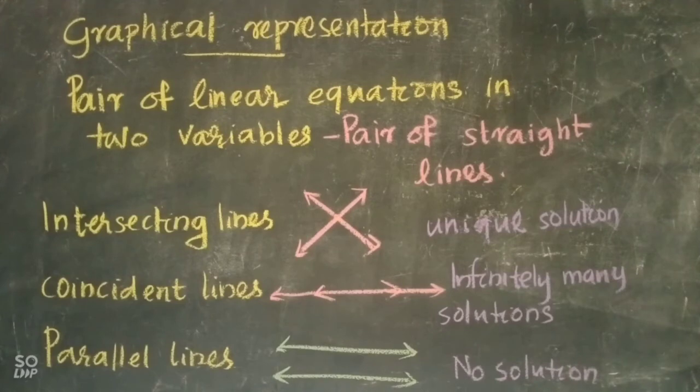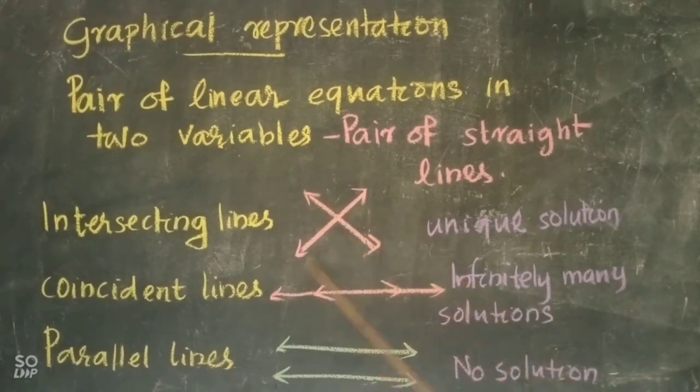If we represent pair of linear equations in two variables graphically, we get pair of straight lines. If we represent a linear equation, we are getting only one straight line. So if we represent pair of linear equations in two variables, we are getting pair of straight lines. If we draw pair of straight lines on a plane, there is any one among these possibilities: intersecting lines, coincident lines, or parallel lines.